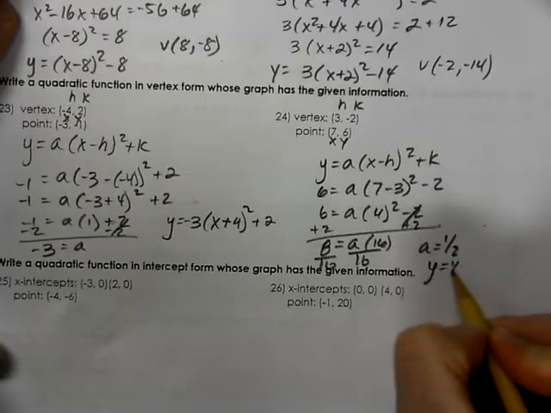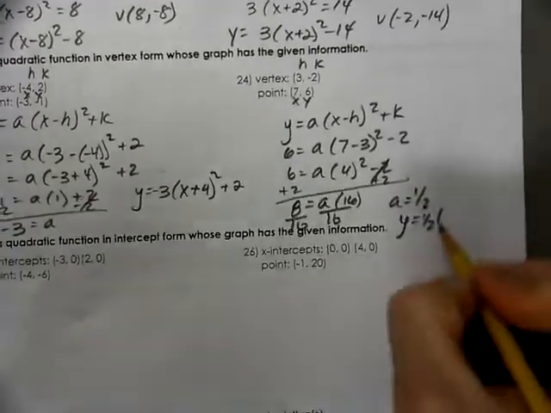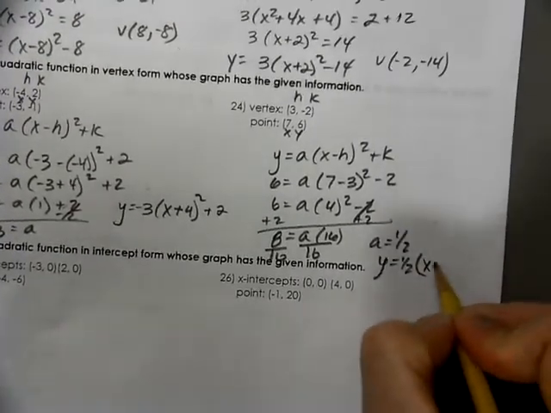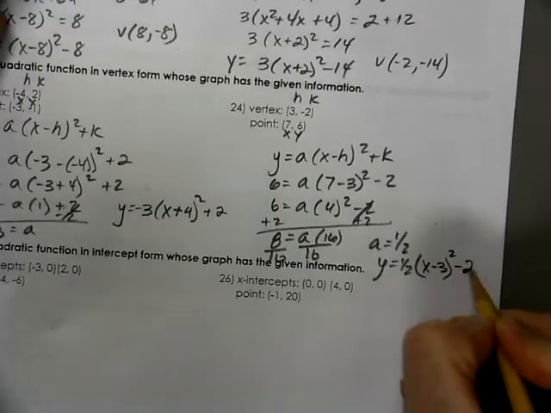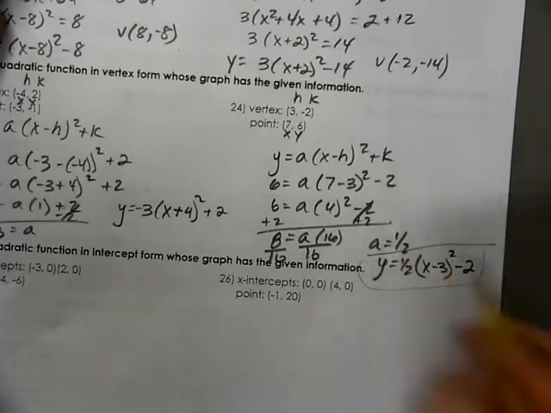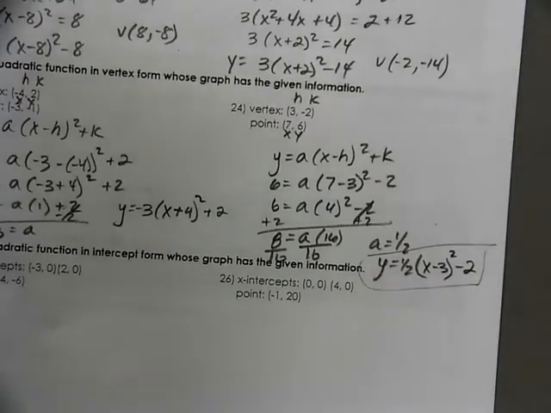So our equation is going to be 1/2 (x minus 3) squared minus 2. You have to have the square to make this a quadratic. Don't miss that part.